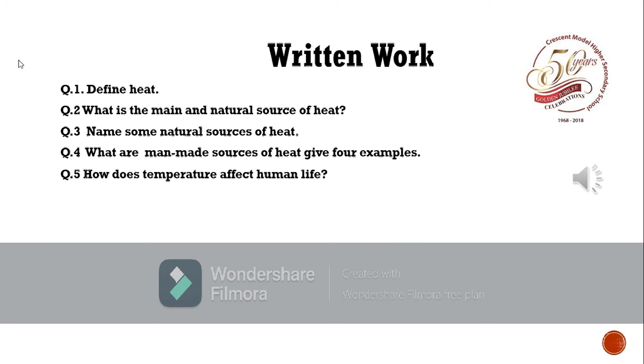Number 1. Define heat. Number 2. What is the main and natural source of heat? Number 3. Name some natural sources of heat. Question 4. What are the man-made sources of heat? Give 4 examples. Question 5. How does temperature affect human life?